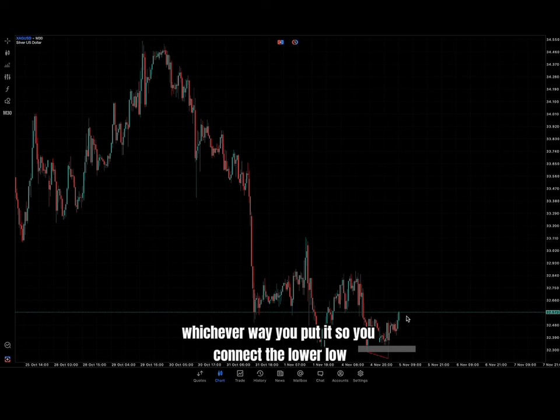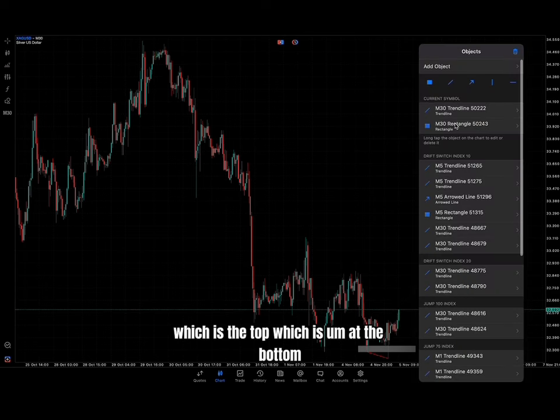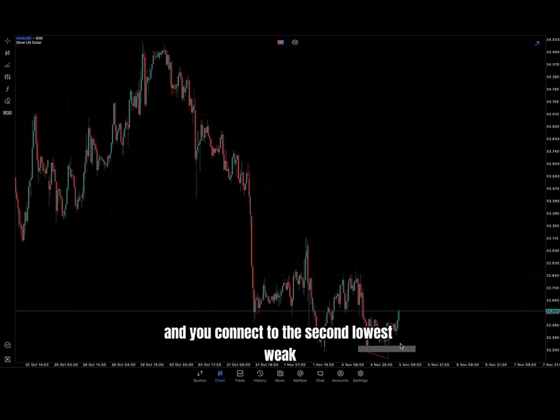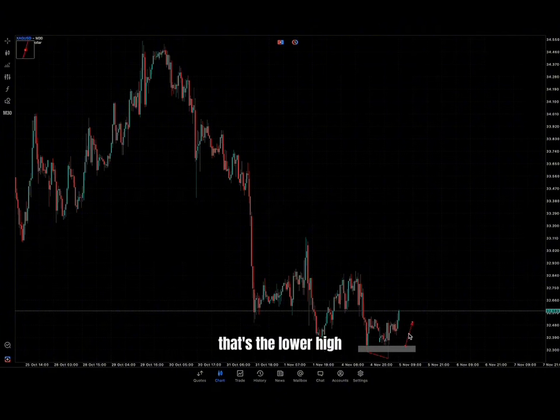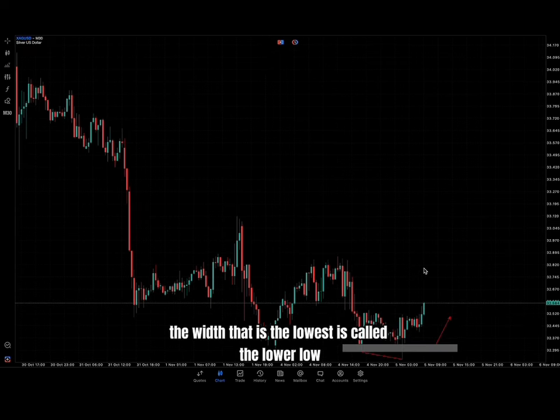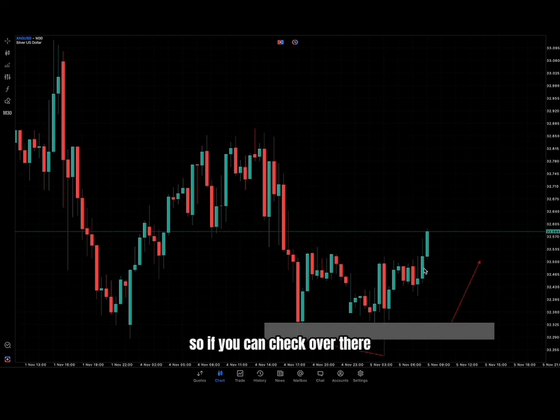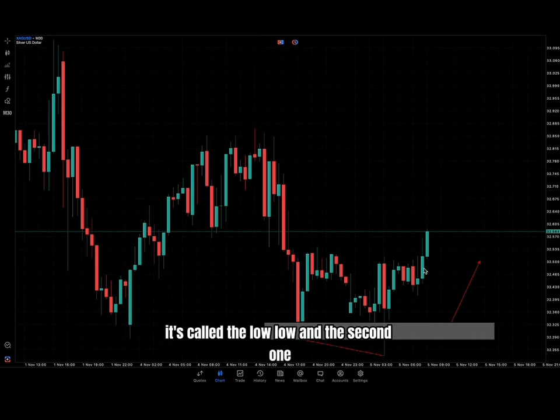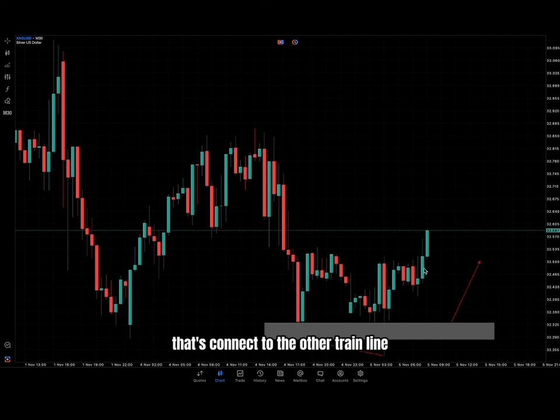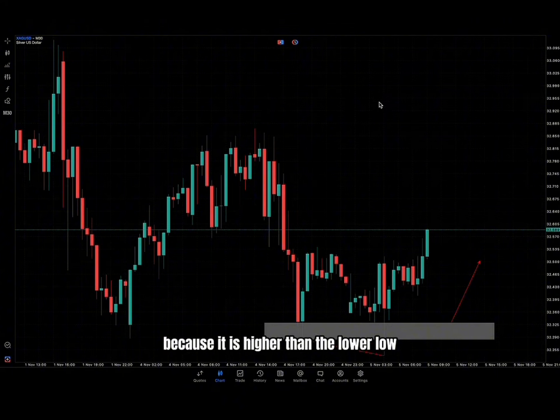So you connect your lower low, which is at the bottom wick, to the second lowest wick. That's the lower high. The wick that is the lowest is called the lower low. If you can check over there, the lowest wick, the one which is way down, is called the lower low. And the second one, connected to the other side of the trend line, we call the lower high, because it is higher than the lower low.